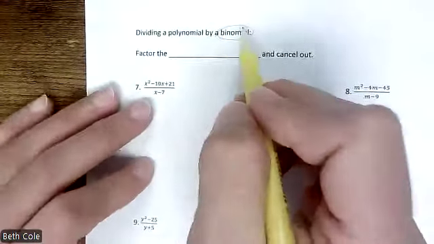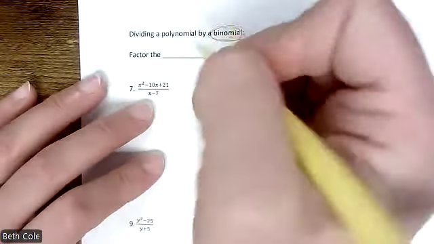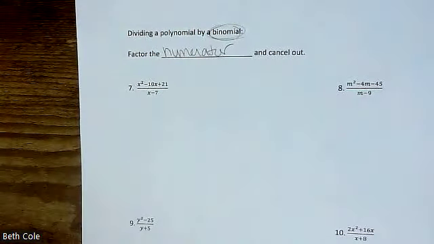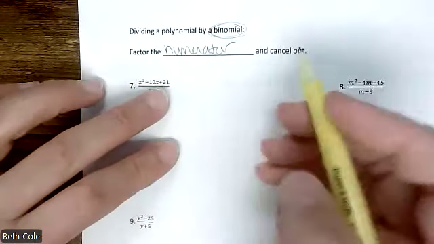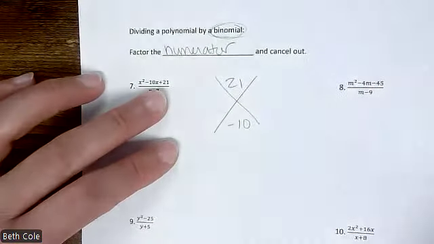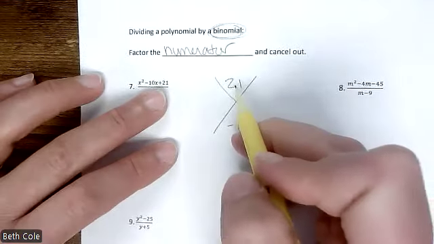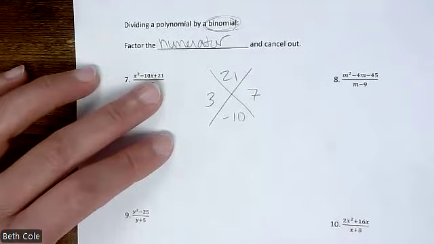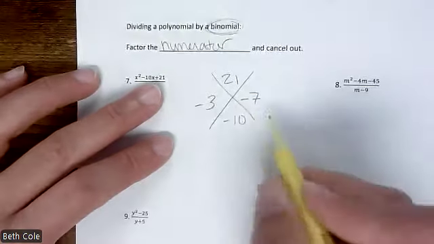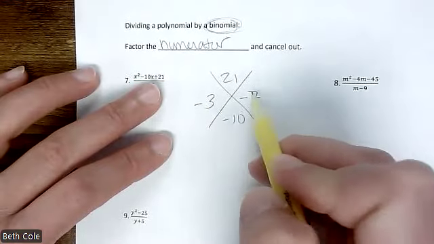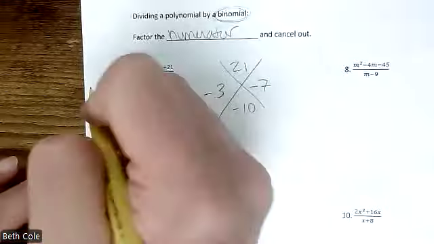So now for the other side, we're going to divide by a binomial. You're going to factor the numerator and cancel out. So just looking at the numerator, I'm going to draw my X box. 21 goes on the top, negative 10 goes on the bottom. So I'm trying to think of numbers that multiply to be 21, 3 times 7, and I need them both to be negative to get negative 10. Negative 3 times negative 7 will give you positive 21.